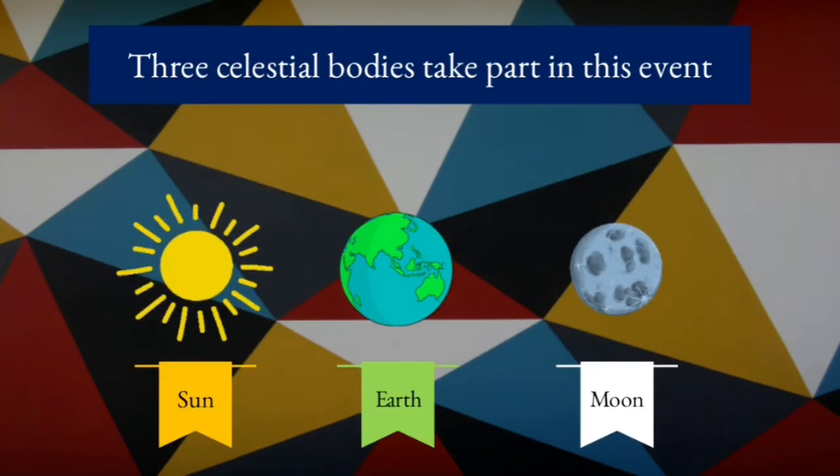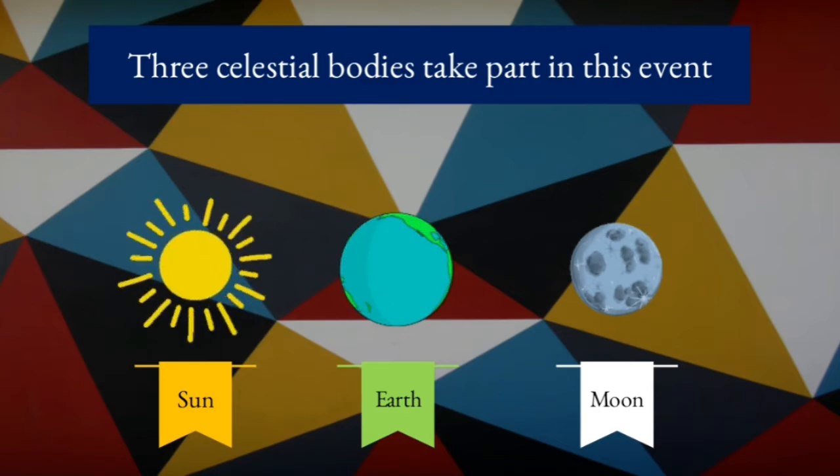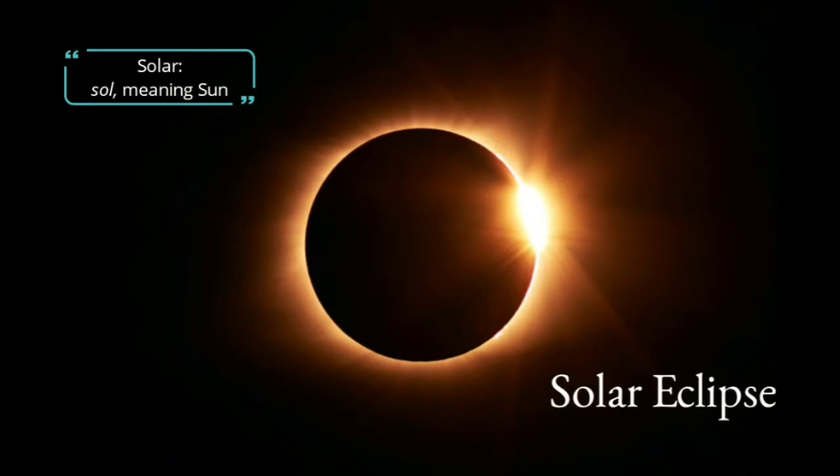The three celestial bodies that take part in this event are sun, earth, and moon. Let us first read about solar eclipse. The word solar is derived from sol, which means sun.